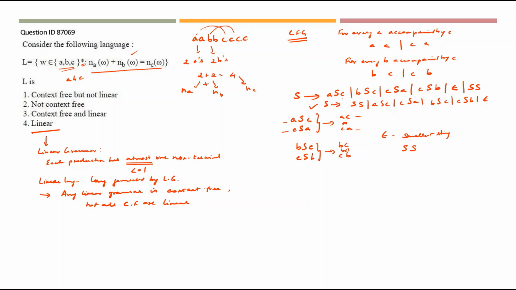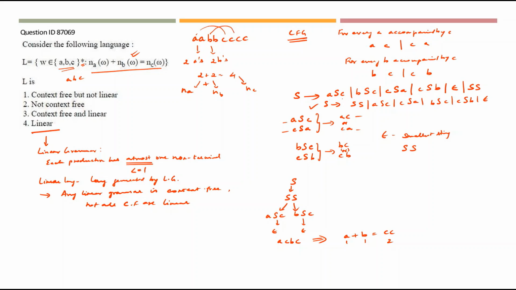Just check whether you are able to derive the strings. So S will give SS, then this will give ASC and this will give BSC. Now I am just giving null value here and this will end up with ACBC. Just count the number A plus B. This is also 1, this is also 1 and there are 2 C's. So this is satisfying the condition given here. We are not worried about the order. We are only worried about the count of C, whether it is equivalent to the sum of A and B.